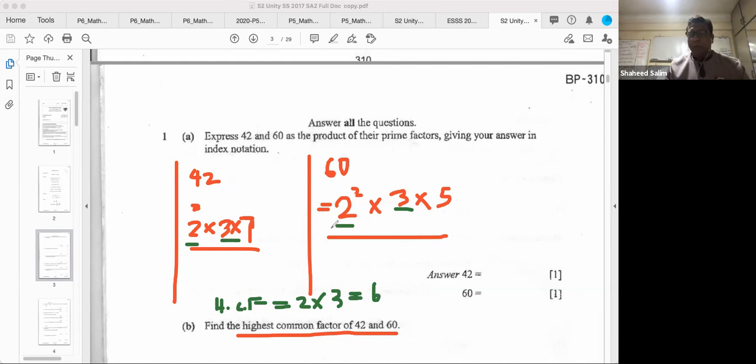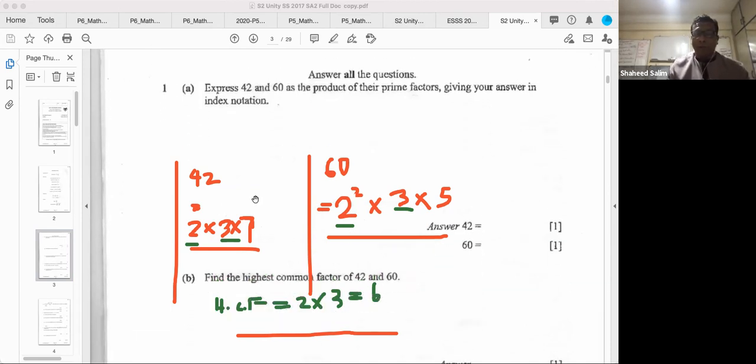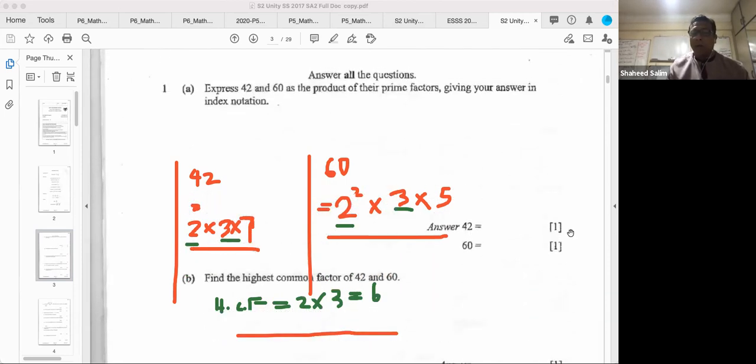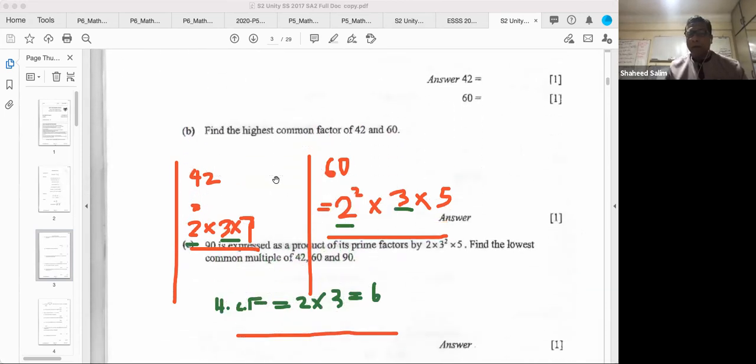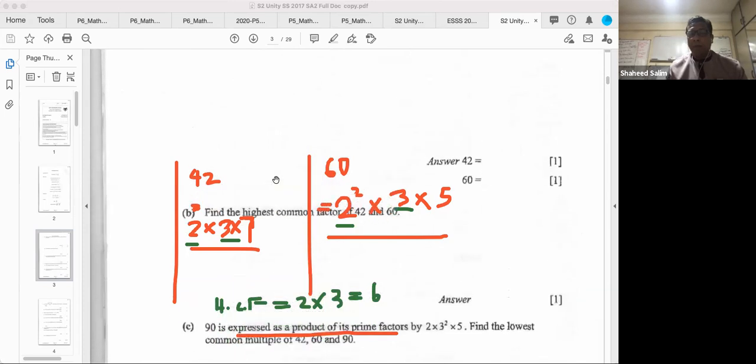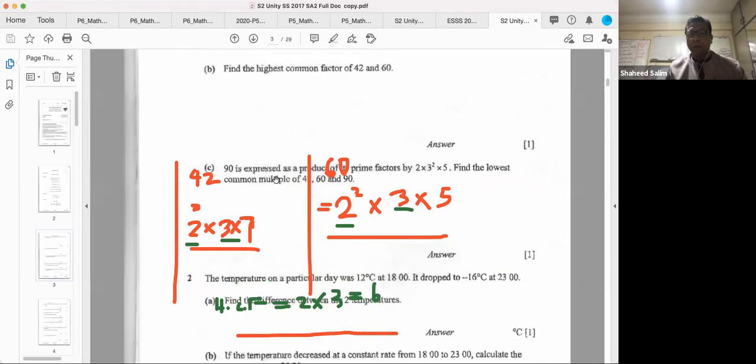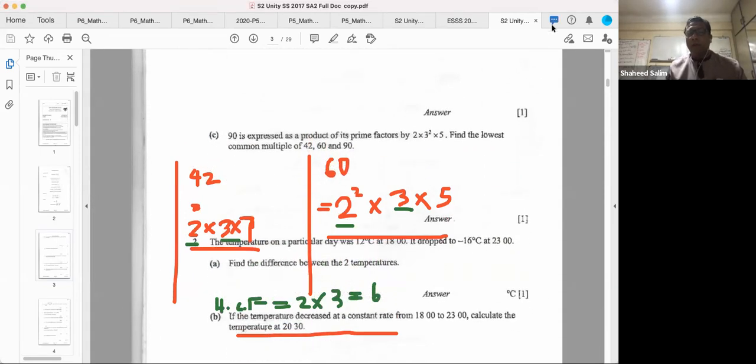If there's 2, you must multiply the number. 2 times 3, 6. If you don't believe, 42 divided by 6 can get 7. 60 divided by 6 can get 10. Now, if they ask you for the next one, what is the LCM? Okay. So now they have another one down there. They give you another one down here. Can you try to do? Hold on, I put it up here. They ask you to find LCM.